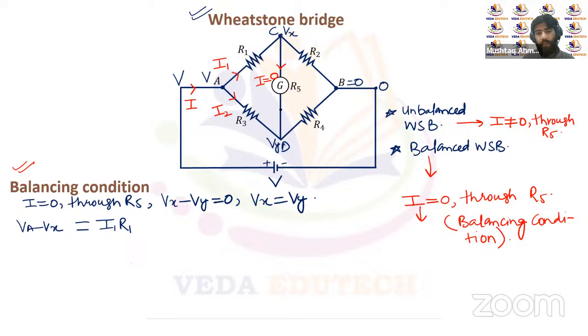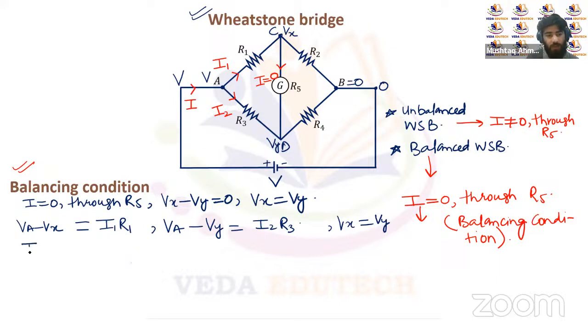Let VA minus Vx be I1 R1, and VA minus Vy will be equal to I2 R3. We know that Vx is equal to Vy. If Vx is equal to Vy, from this condition we can see that I1 R1 has to be equal to I2 R3. Let's call this equation first.